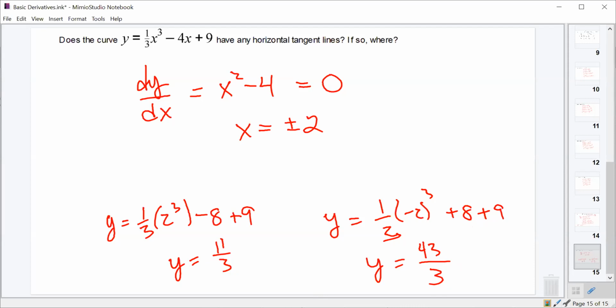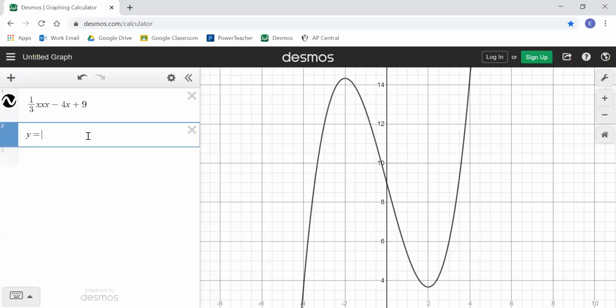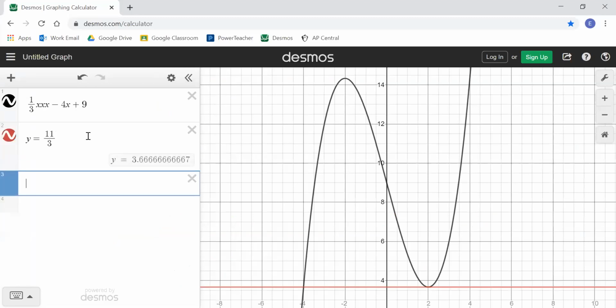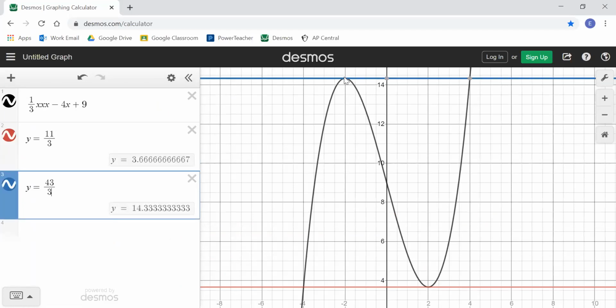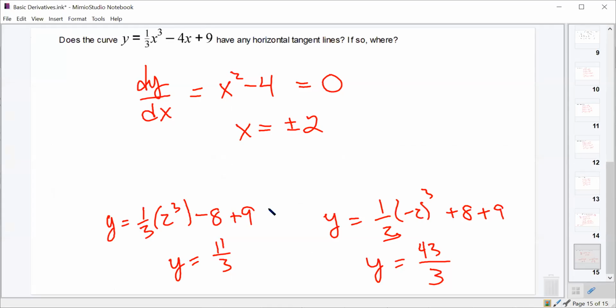And let's take a look at the graphs of those. What did I have? I had 11/3, right? And what was the other one? 43/3. Oops, 43/4. 43/3. There we go. And so tangent to it right there, tangent to it right there. We've got our two horizontal tangent lines. Everybody see that? Yes. Everybody good? Any questions on any of what we've done today?